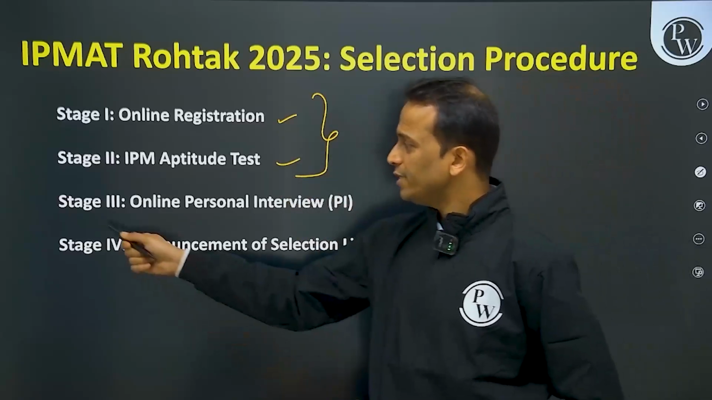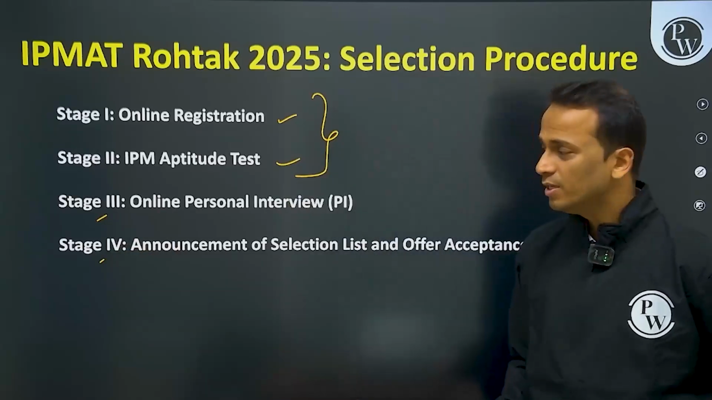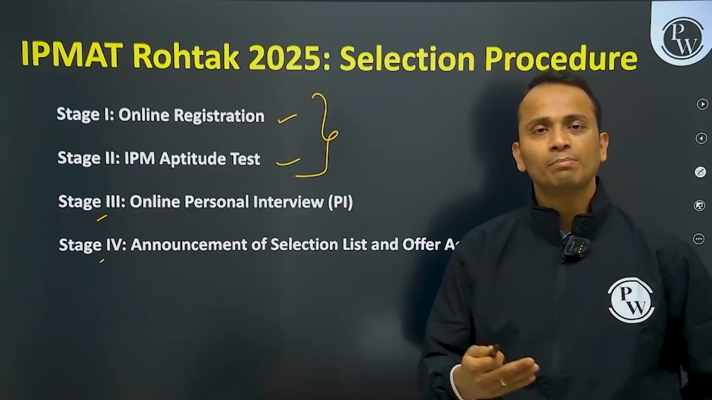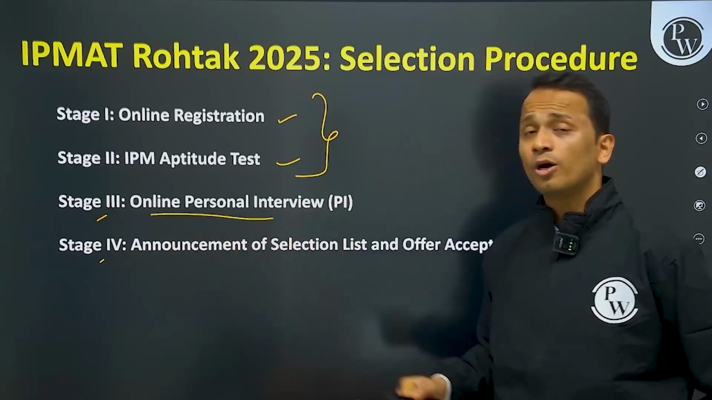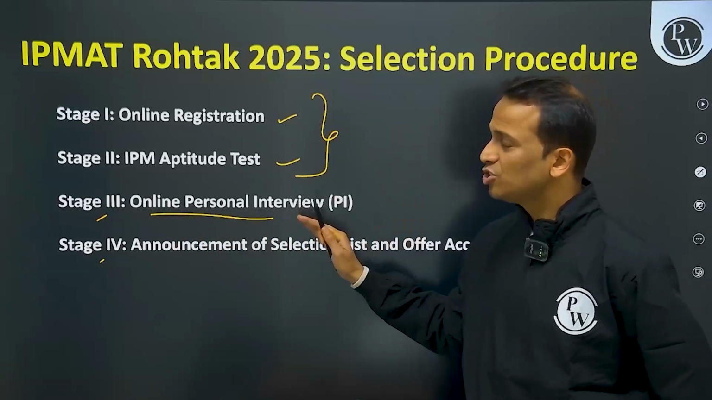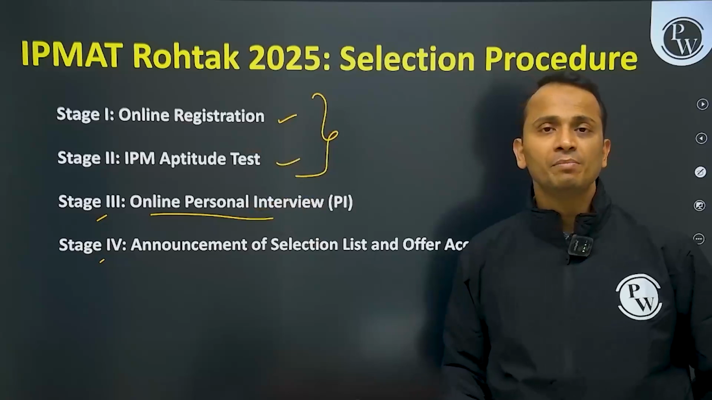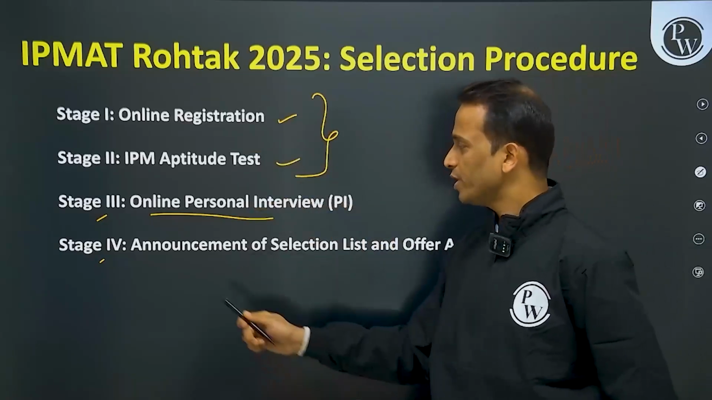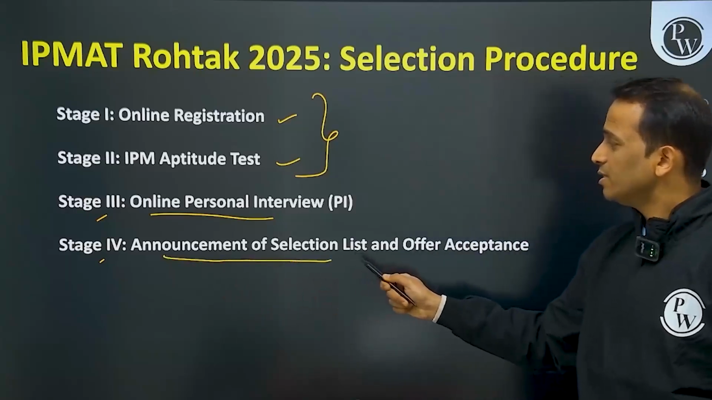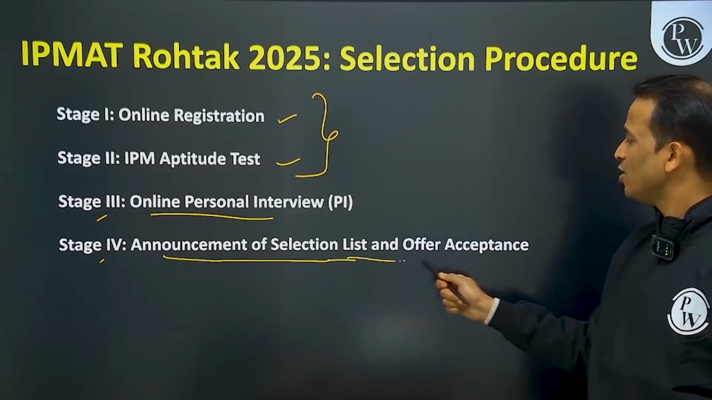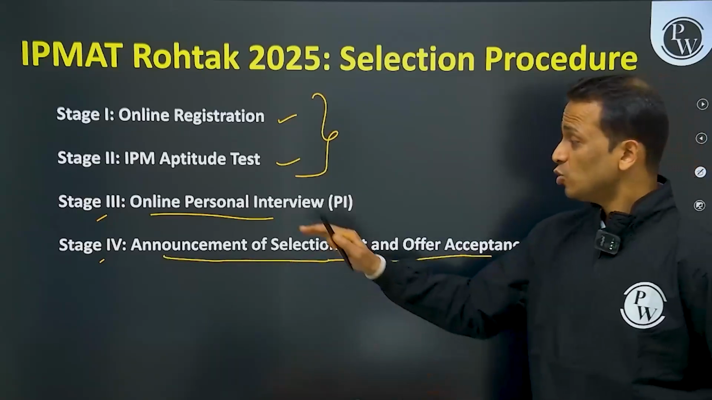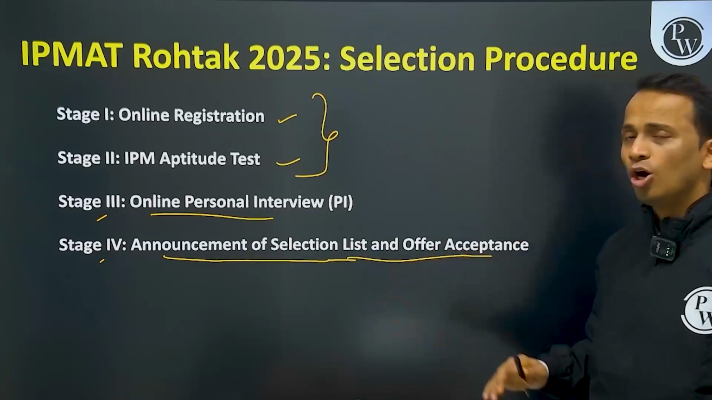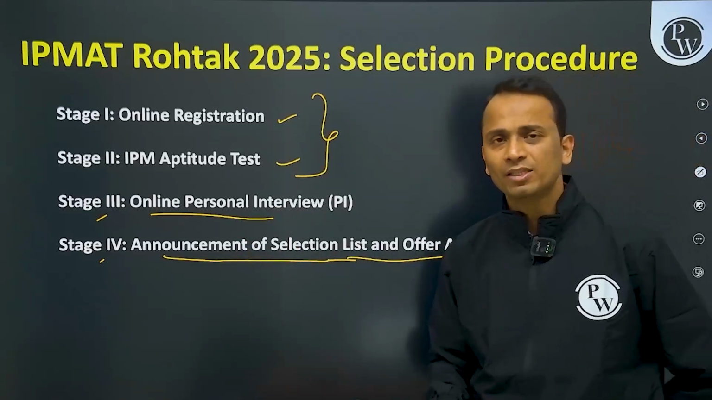Now, talking about stage 3 and stage 4. Stage 3 is the online personal interview. Last year the interviews happened online, so that's why it's called online personal interview. This is stage 3, which comes after the IPMAT exam. After stage 3 comes stage 4, where they'll announce the selection list and offer acceptance. So, the announcement of the selection list, the final merit list, and the offer acceptance by the students.